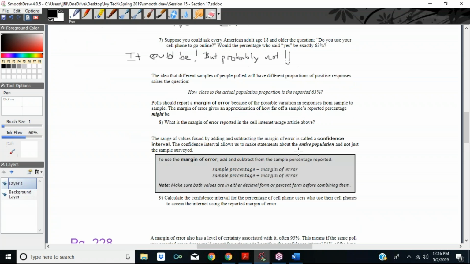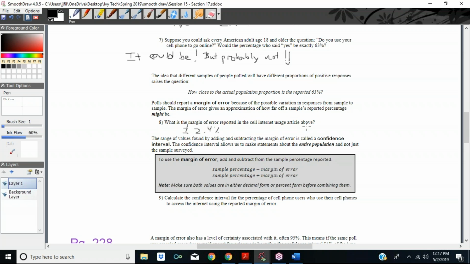So it says here, polls should report a margin of error because of the possible variation in responses from sample to sample. The margin of error gives an approximation of how far off a sample's reported percentage might be. So the margin of error in the article was plus or minus 2%, or plus or minus 2.4%.